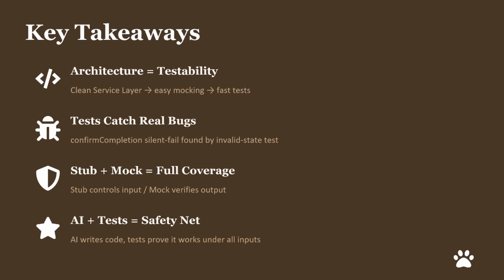So 4 things I want you to take away from this. First, good architecture makes testing easy. Because we separated the service layer cleanly, mocking was straightforward. Second, tests catch real bugs. The confirm completion bug is proof of that. Third, stubs and mocks work together. Stubs set up the scenario, mocks check the response. And fourth, if you're using AI to help write code, you really need tests as a safety net. AI is great at happy paths, but tends to miss edge cases.